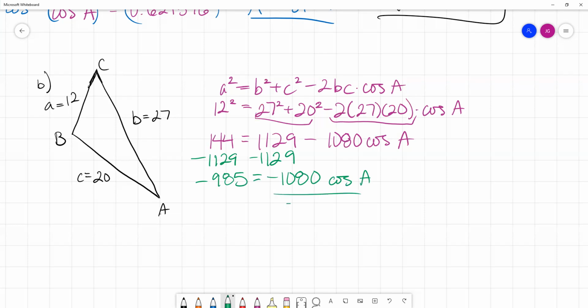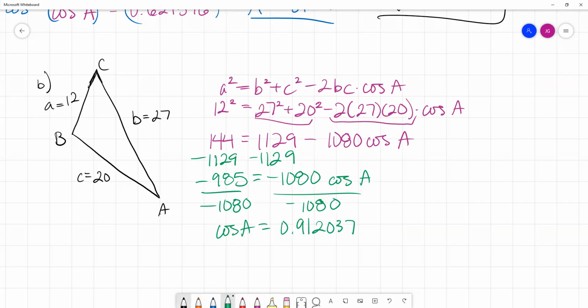Okay, I can divide by the negative 1080. So divided by negative 1080, I end up getting that cosine of A is 0.912037. Okay, just like last time, let's use at least 6 of those decimal places.